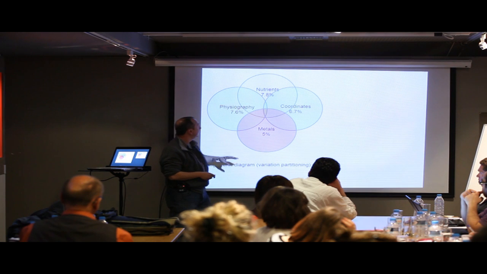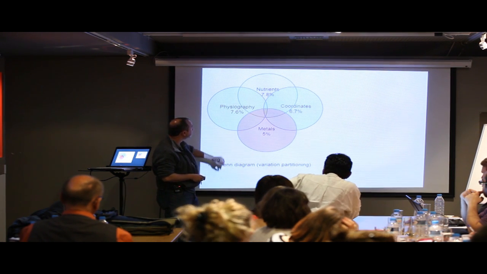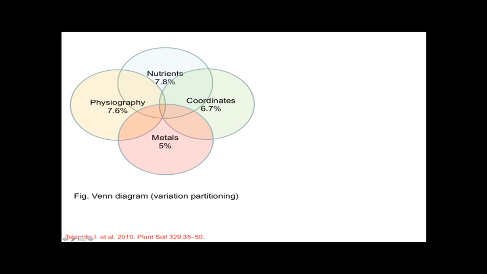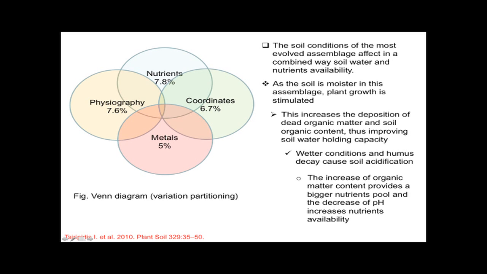Okay, and we can see from this Venn diagram that the most important category of factors is the nutrients, followed closely by physiography, and then followed by coordinates and metals. The hypothesis we have built from our study is that the soil conditions of the most evolved assemblages in the area affect in a combined way soil, water, and nutrient availability. Specifically, as the soil is moister in the more evolved assemblage, plant growth is stimulated.